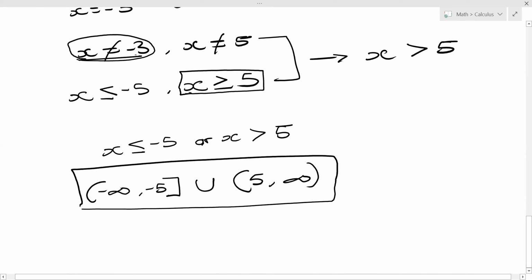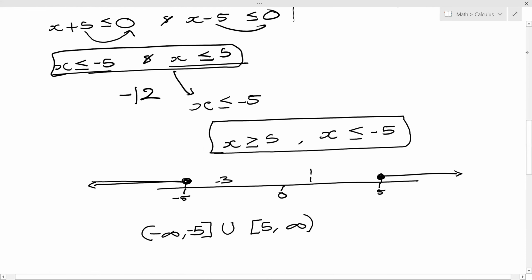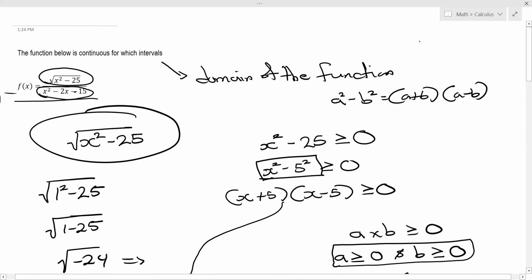You can write it this way, or you can write it this way. So it's a choice. The idea is that you are looking for the domain of the function. So that's it. I hope I've been able to explain it well, and thank you, and have a nice day.